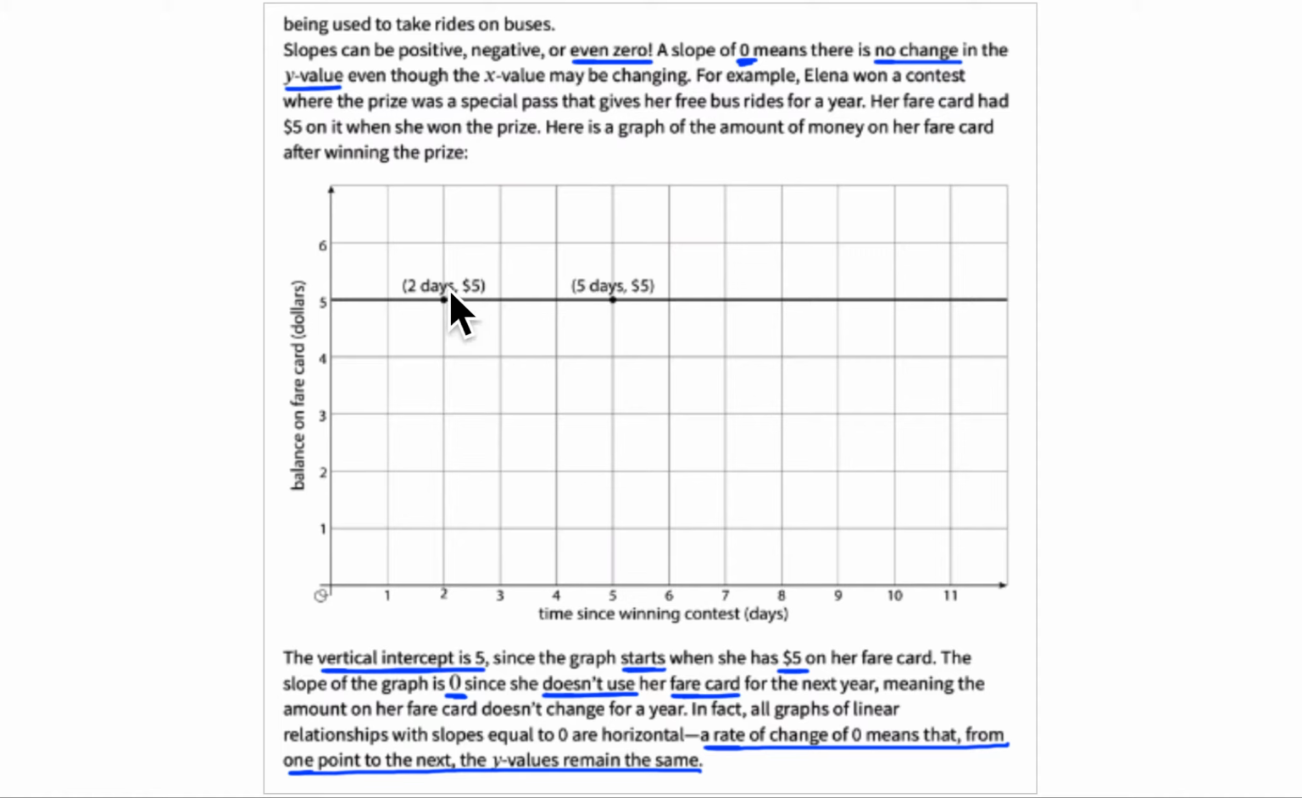So how much has that fare changed on the card over those 3 days? Well, it's changed 0. So the change in x, or the number of days, is 3 days along the x-axis, but the y value in the vertical direction doesn't change at all. Doesn't increase, doesn't decrease. She hasn't put more money on the card, or taken any rides to take money off of the card. So that's a change of 0. So 0 divided by 3 is 0. So the slope of this line is 0.